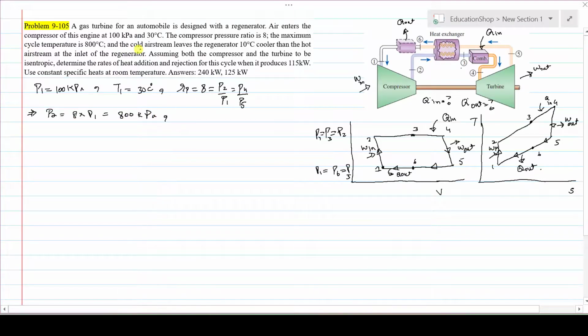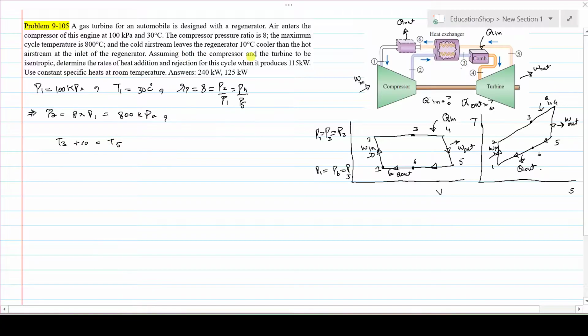Consider this statement now. The cool airstream leaves the regenerator at T3, which is 10 centigrade cooler. We add 10 centigrade to it, and that becomes equal to the hot airstream at the inlet of the regenerator. This is the hot airstream at the inlet of the regenerator, that is T5. So when you add 10 centigrade to T3, it becomes equal to T5, the hot stream entering the regenerator.